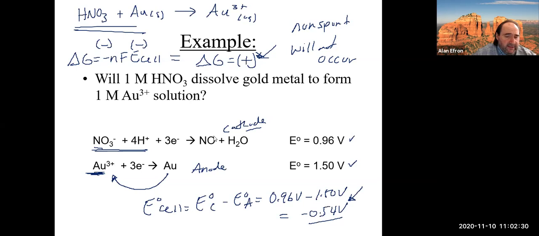In fact, that's how they used to test gold. You take it to a pawn shop or something like that, and you add some nitric acid to it. If your gold's still there, it's probably real. If it's not there, then it probably was fake gold. So again, it's really important to look at what they give you in terms of any information about the reaction so that you can choose the correct anode and cathode.